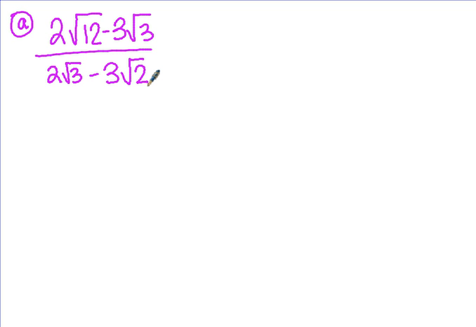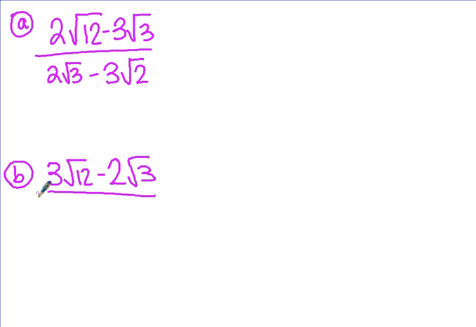And the second example, we have 3 root 12 minus 2 root 3 all over 3 root 3 minus 2 root 2. Again, we're just multiplying by the conjugate pair. Make sure you use the distributive property to simplify. Go ahead and work those two out, complete them on your own, and we will check them when we come back into class.